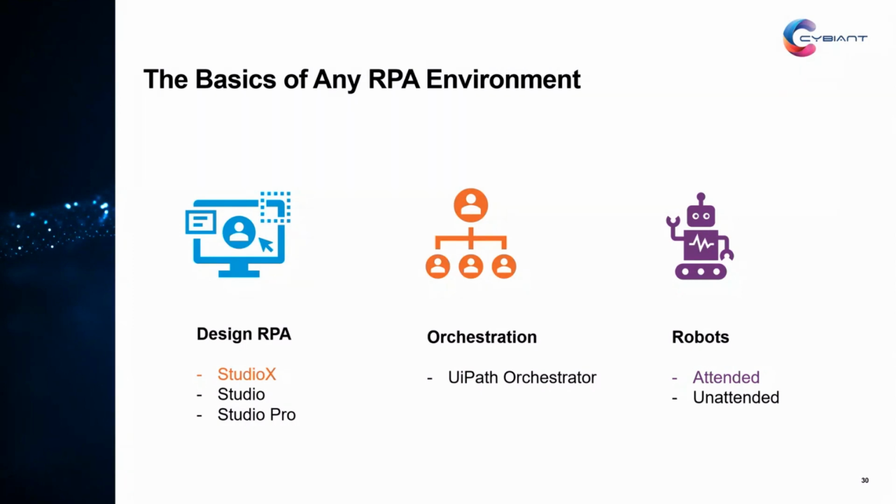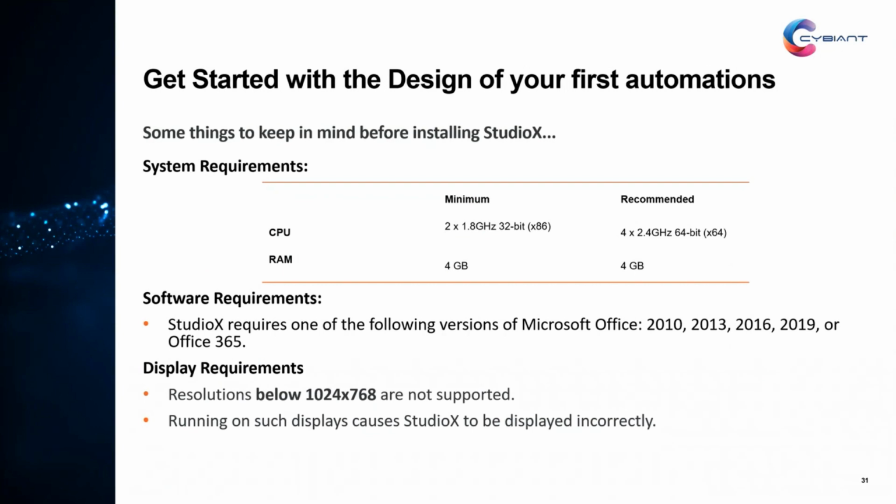Here I give a little explanation of the UiPath software. In any RPA software, here we are talking about UiPath, there are three parts. There is Studio, which is used to design RPA, and it can be Studio, Studio Pro, or Studio X. Today we will focus on Studio X. Then there is Orchestrator, which handles the administration of the robots and the platform. And the robot can be attended or unattended. Today we will use Studio X to create an attended robot, which is a robot that we trigger, and it runs based on your instruction.